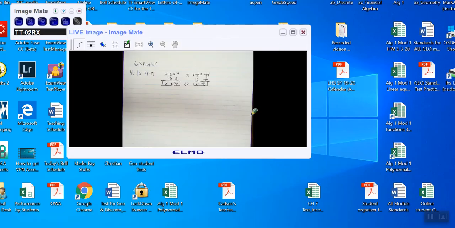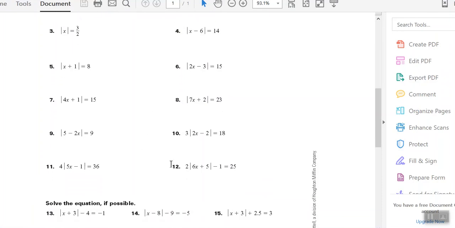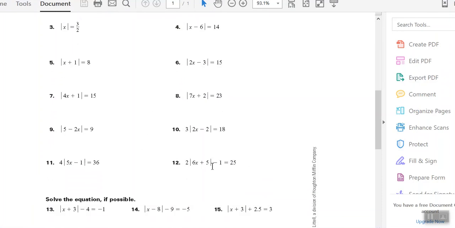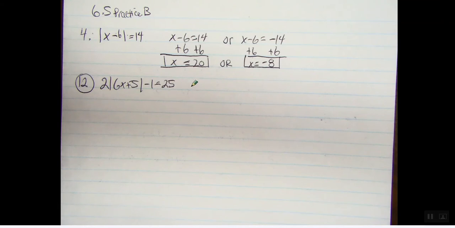Let's bring up another one here. Let's go back to the worksheet itself. All these are those steps. Let's go to one down here, number 12. We'll do some steps first to get the absolute value by itself. So number 12, we write that one down. Okay, I've got it written down, so now let's bring this up. Here it is written down.